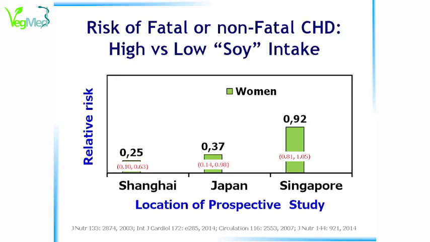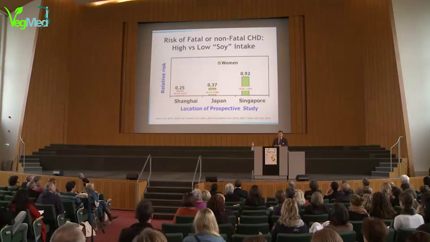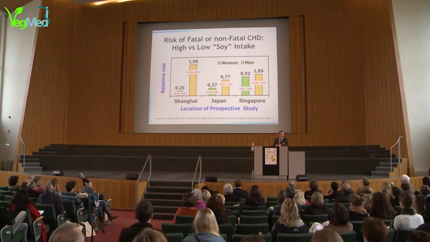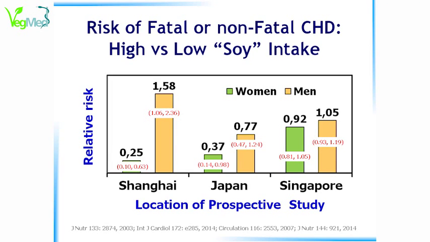In Singapore, the risk was only slightly reduced, and that was not statistically significant. The values in the red parentheses represent the 95% confidence interval. So the data for women look quite good. Somewhat unexpectedly, however, the data for men are not impressive at all. In Shanghai, higher soy consumption was actually associated with an increased risk of heart attack, and there were no protective effects in Shanghai or Singapore.